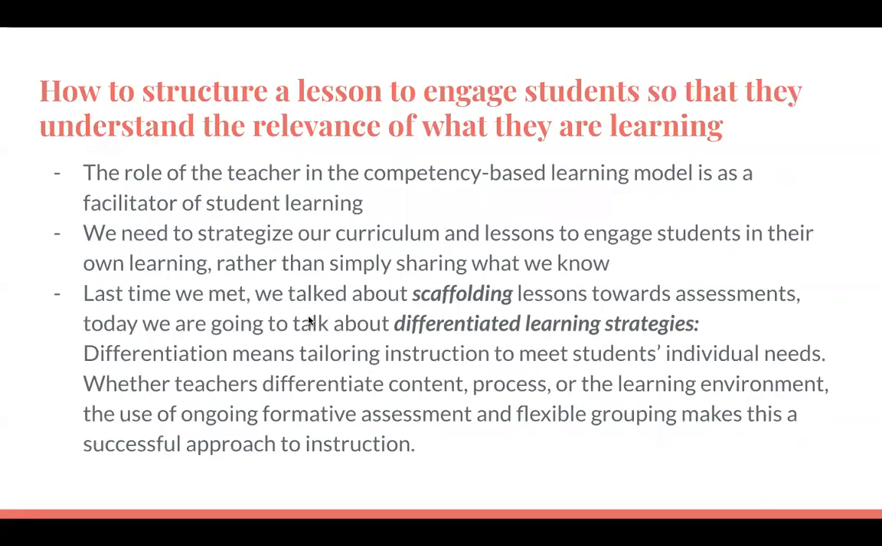So how to structure a lesson to engage students so that they understand the relevance of what they are learning. I talked last time about how I'd like to introduce the end goal first, the rubric. The role of the teacher in the competency-based learning model is as a facilitator of student learning. So what I did just now, I didn't tell them. They figured it out for themselves, as you did too when you were looking at these words, probably. Any questions so far?